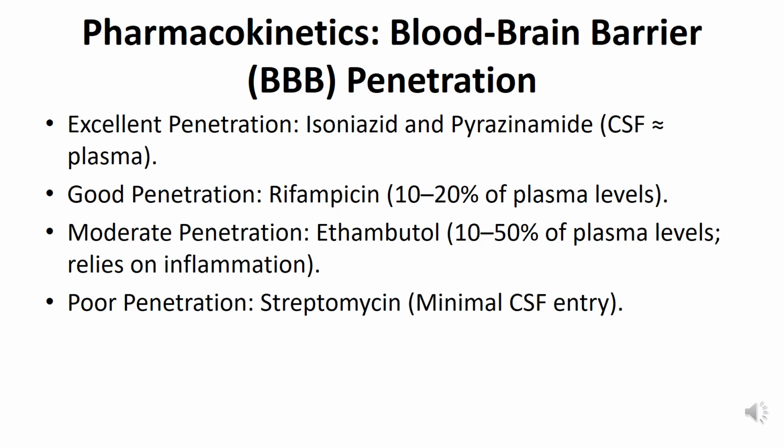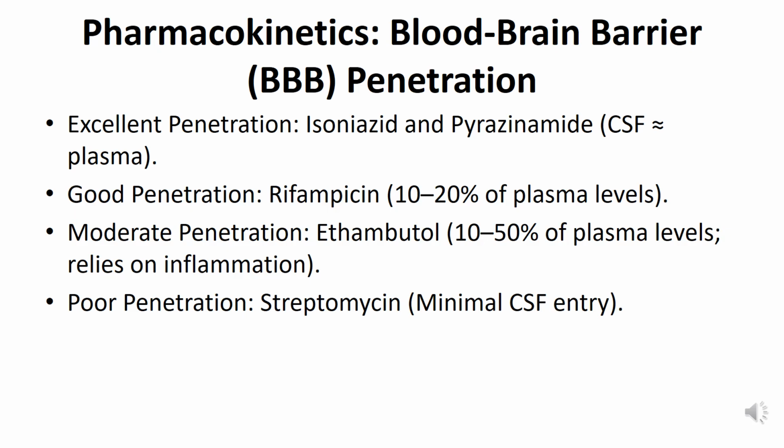Now let's consider ethambutol. Ethambutol has more variable penetration into the cerebrospinal fluid. Levels generally range from 10 to 50% of plasma concentrations. Its ability to enter the CNS often improves when inflammation is present. During active meningitis, the blood-brain barrier becomes more permeable. This increased permeability allows greater amounts of ethambutol to reach the site of infection. However, penetration remains less predictable than with isoniazid or pyrazinamide.